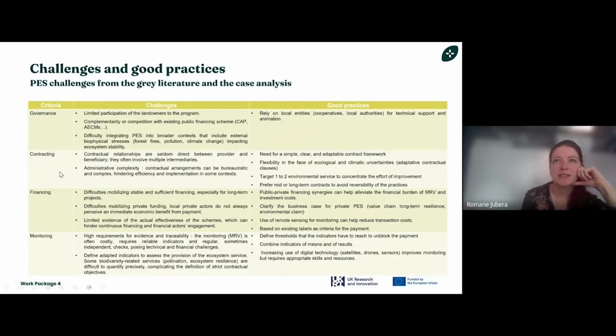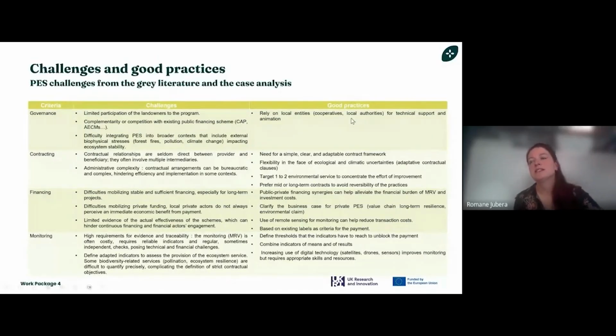Regarding the contracting, one of the challenges is that we often have multiple intermediaries, so it can be a bit difficult to manage, and also some administrative complexity regarding contractual arrangements can be a bit bureaucratic and complex, hindering the efficiency and implementation in some contexts of the PES schemes.